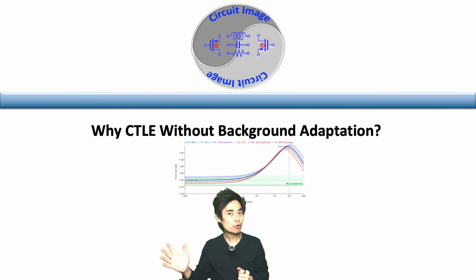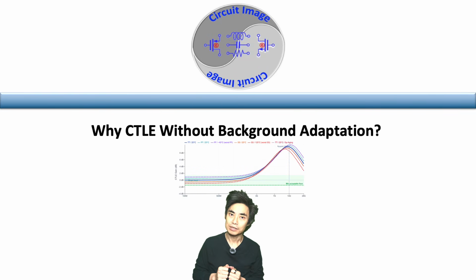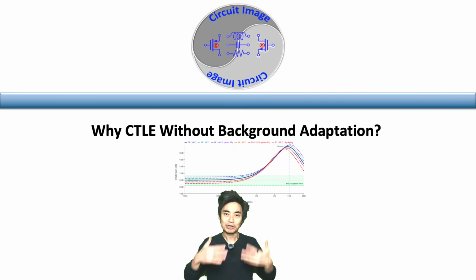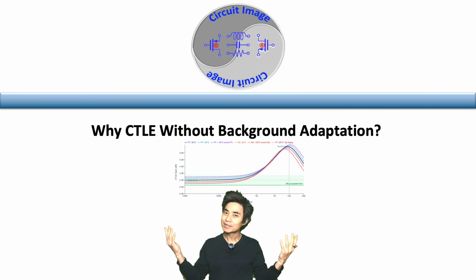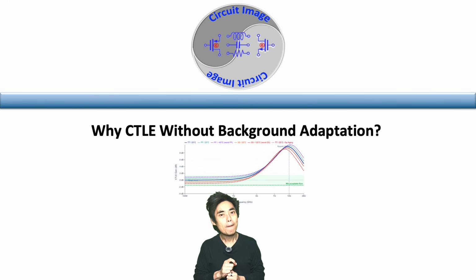Let's start with a simple question. In a 112 gig or 224 gig system, where everything adapts continuously, why do we intentionally freeze the CTLE after training? That sounds simple, but here's the reality.